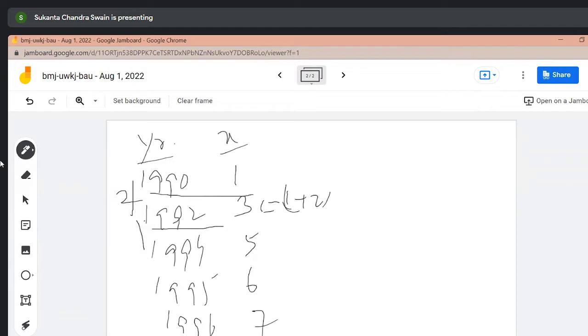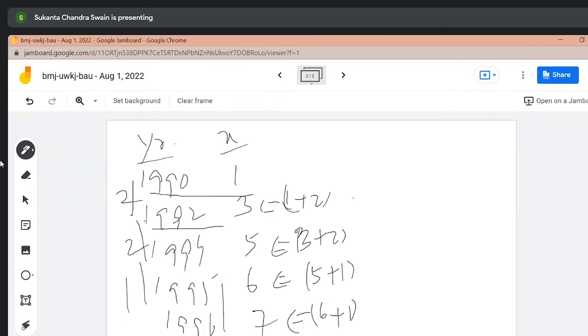Similarly, 92 to 94, gap is 2. So we will add here 3 plus 2 is equal to 5. 94 to 93, 1 is gap. So 5 plus 1 is 6. Then 7, because 1 is gap. So 6 plus 1. Is it clear? We are not putting the values as per serial number. Rather, we keep on adding depending upon the difference between 2 adjacent years. Okay, so that way we did.